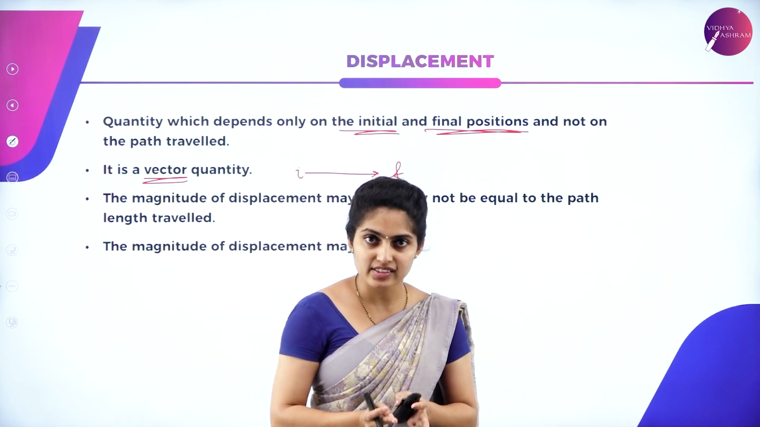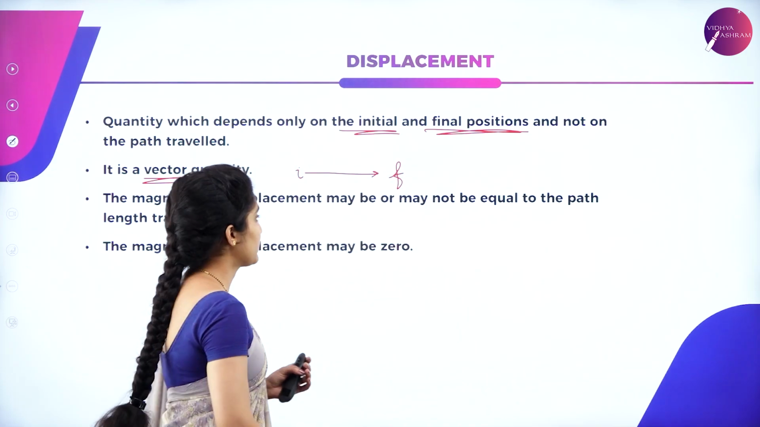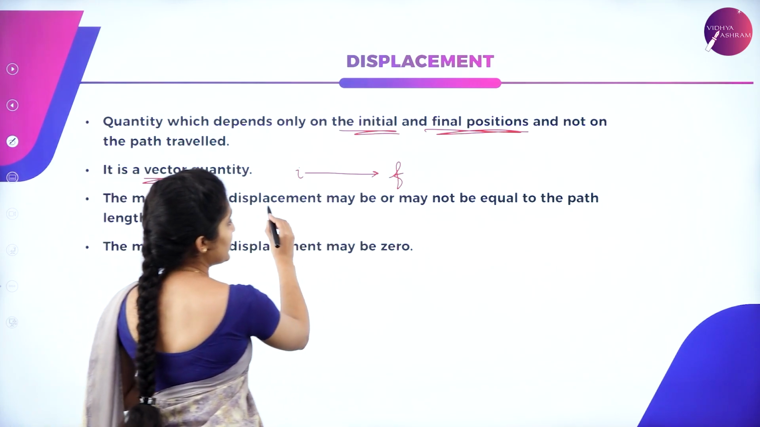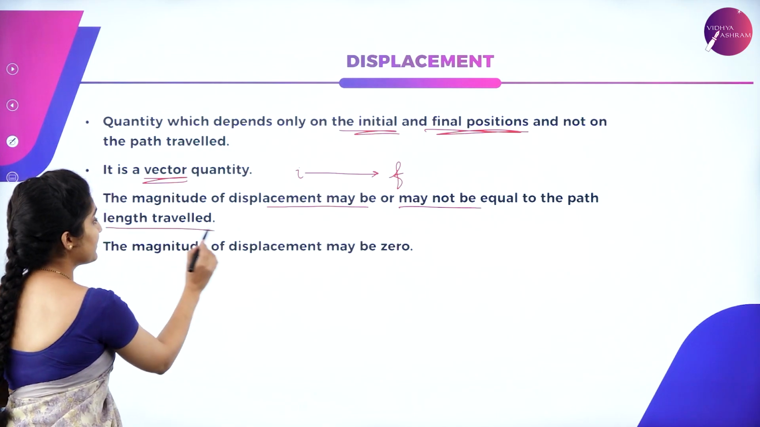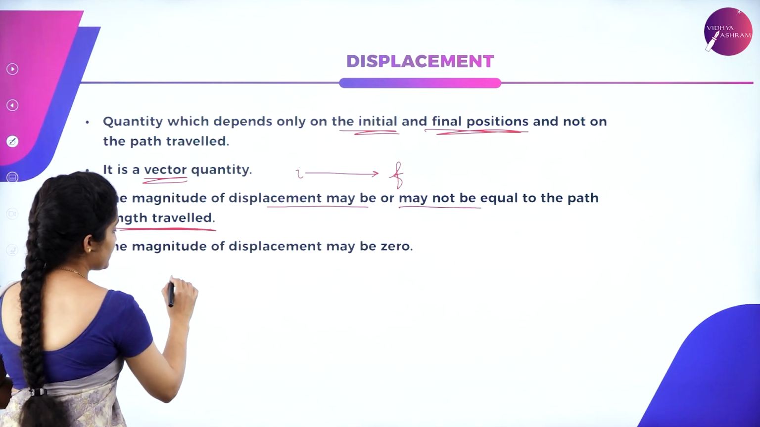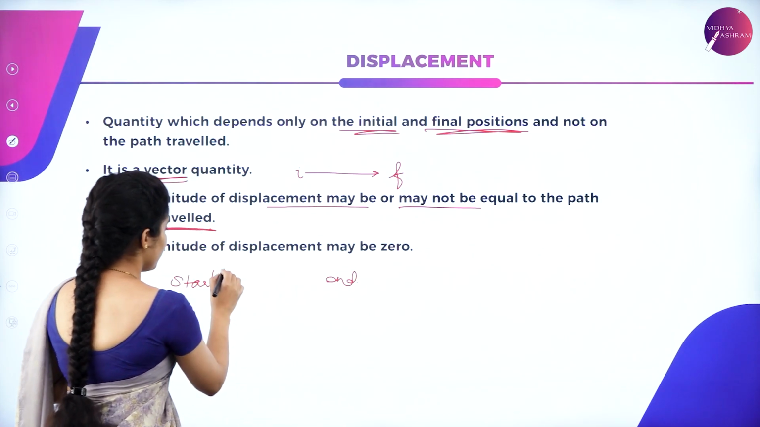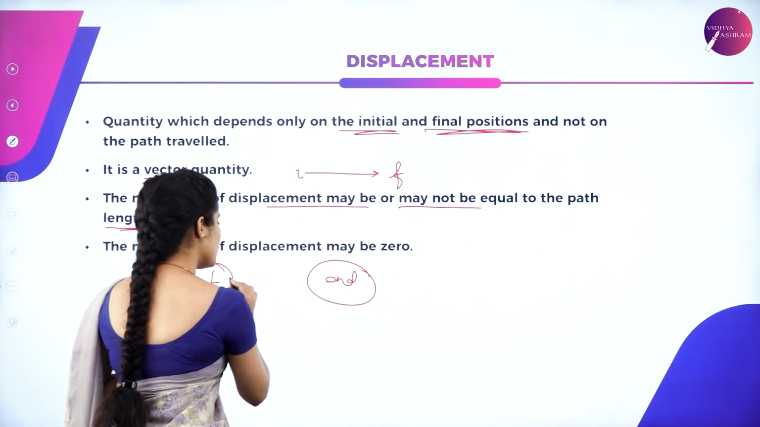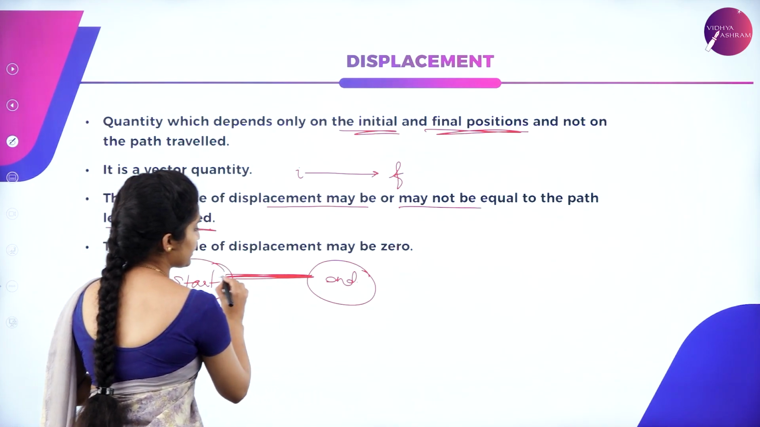So two conditions have come here, so we call it a vector quantity. Next, the magnitude of displacement may or may not be equal to the path length traveled. If suppose this is the start and this is the end, and for the start as well as the end there is one single way, this itself is the displacement and this itself is the distance.